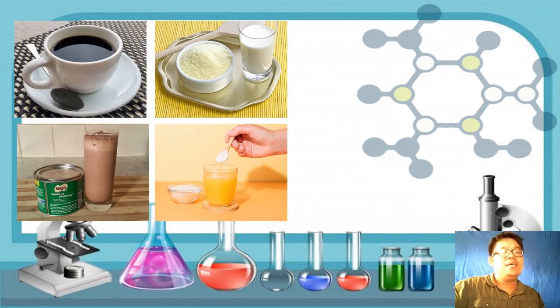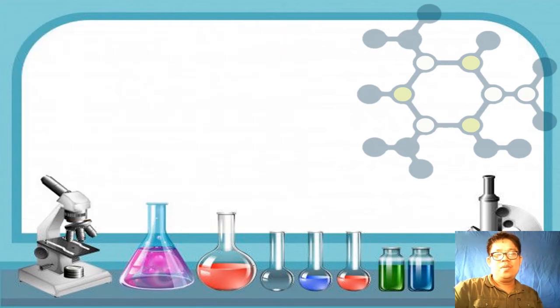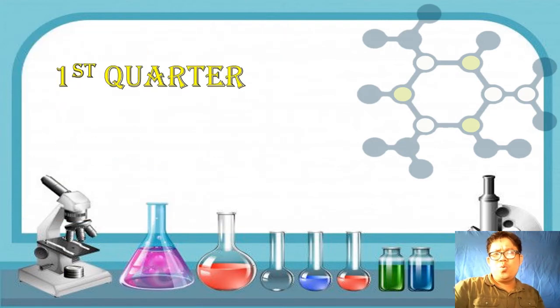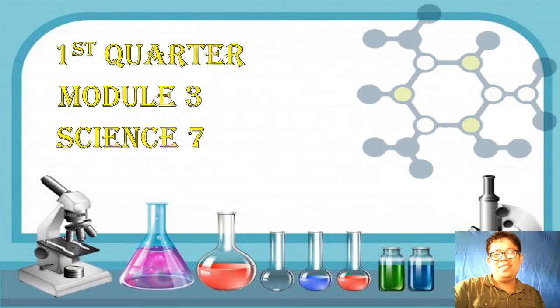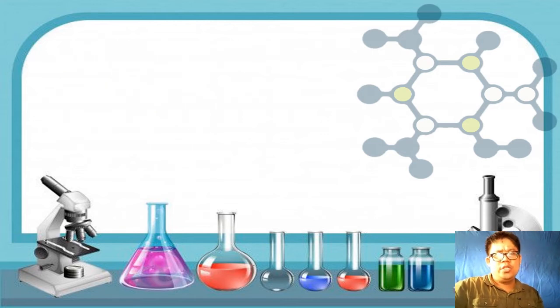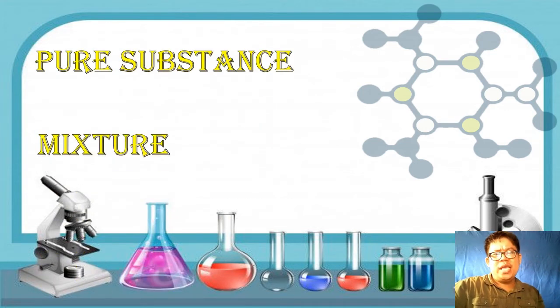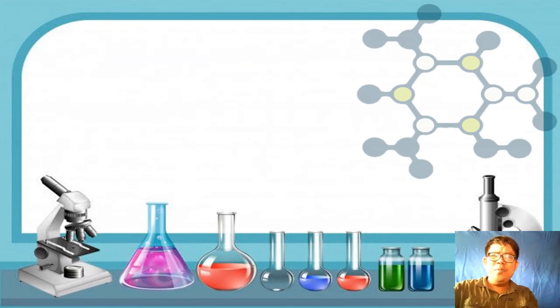And remember that sometimes when two ingredients are mixed together, they look the same, and sometimes they are not. We are now at our first quarter, Module 3 of Science 7. In this video lesson, you will find out the difference of pure substance and mixtures based on a set of properties. In our previous video lesson, we have discussed about matter and the two classification of matter.